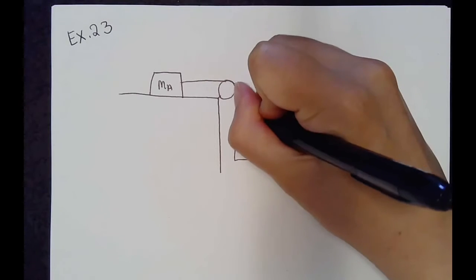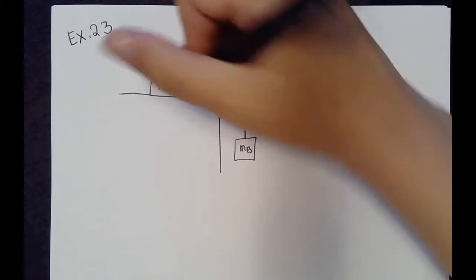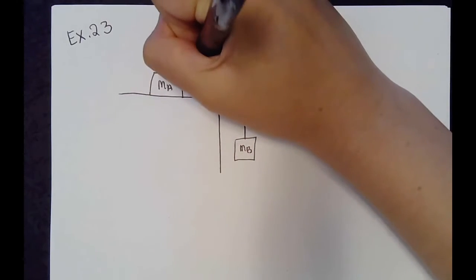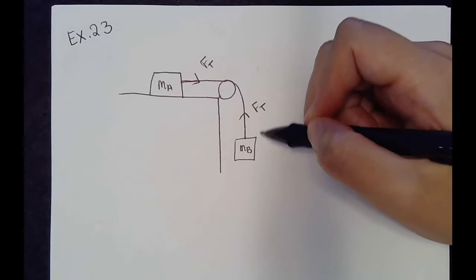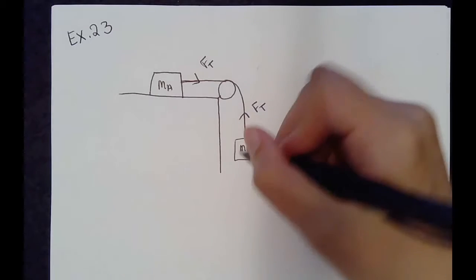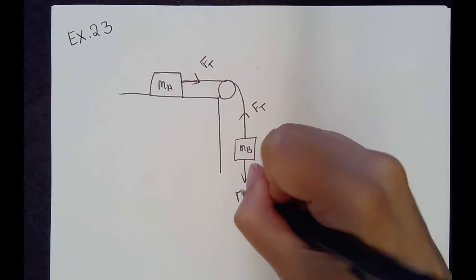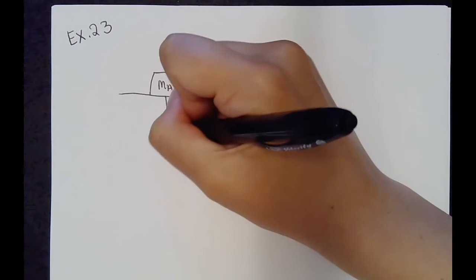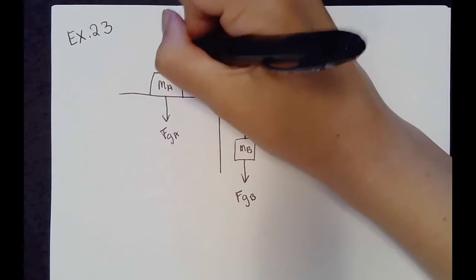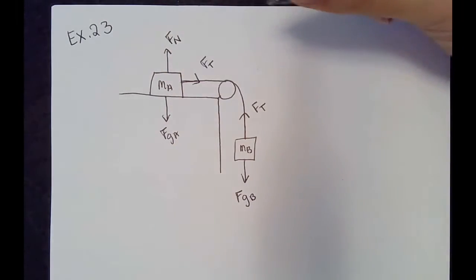So we're going to have tension pulling up on mass B and to the right on mass A, and those values will be equal since it's constant in the string. Then I'll have the weight of each mass, FGB, FGA, and a normal force only on mass A because it's the only one that's in contact with a surface.